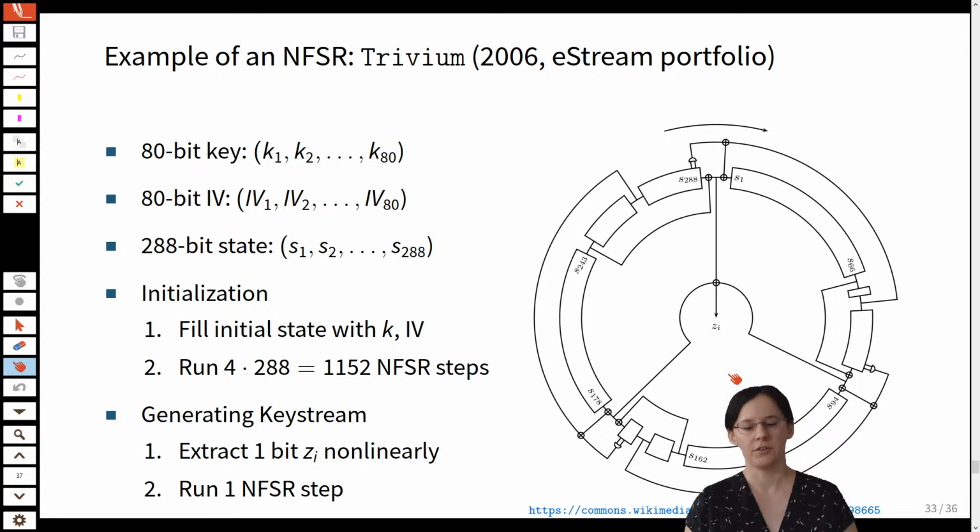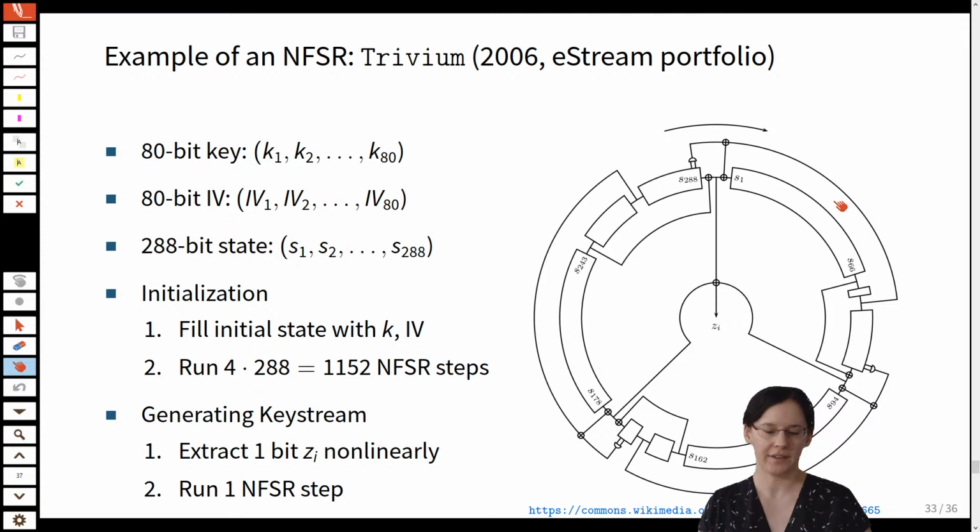And to get going in the very beginning, we initialize this ring here with the key value and the IV and some constants. We need the constants because the combined key and IV are only 160 bits, but the state is 288 bits. You will see that in stream ciphers, you essentially always have that the state size is at least twice the security level and often even more than that. This is because of some generic attacks that could otherwise be performed.